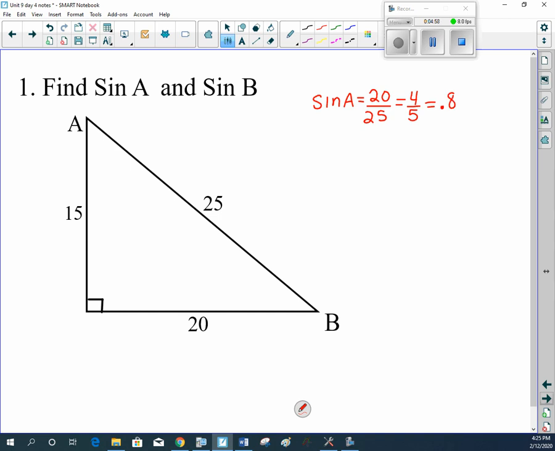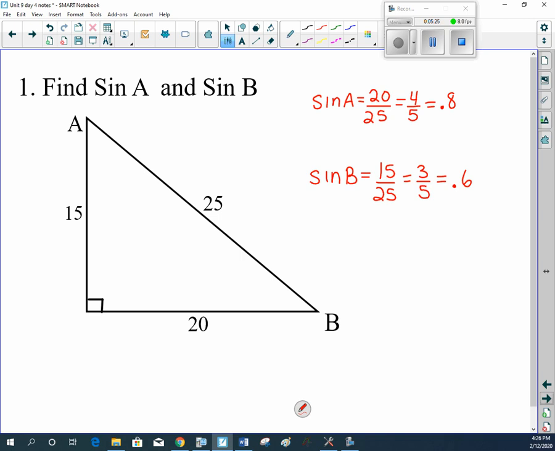And then sine B. So I'm going to switch. Sine B is opposite over hypotenuse. So that's 15 over 25. And if you reduce that by 5, you end up with 3/5. And same thing, if you wanted to write that as a decimal, 3 divided by 5 is 0.6.